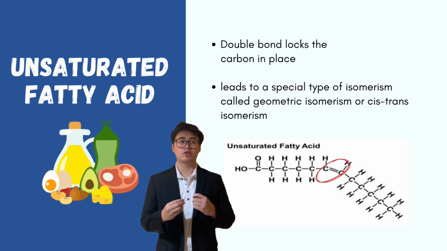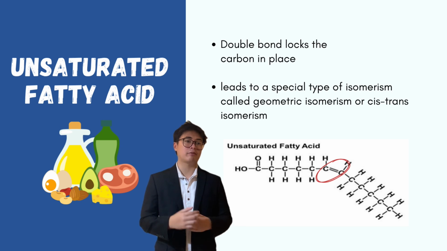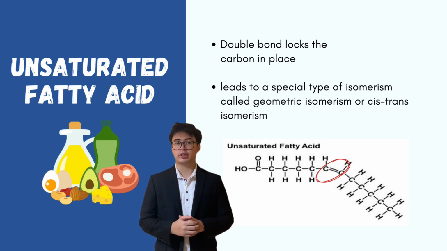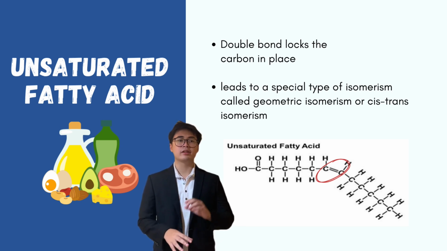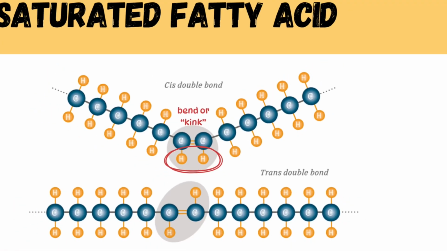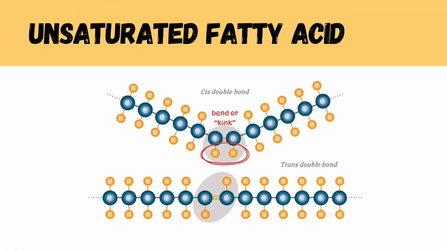This restriction is super important because it leads to a special type of isomerism called geometric isomerism, or more commonly, cis-trans isomerism. Now let's look at the cis configuration first. Notice how the hydrogen atoms on each side of this double bond are on the same side. This same side arrangement creates a distinct bend or kink in the hydrocarbon chain.